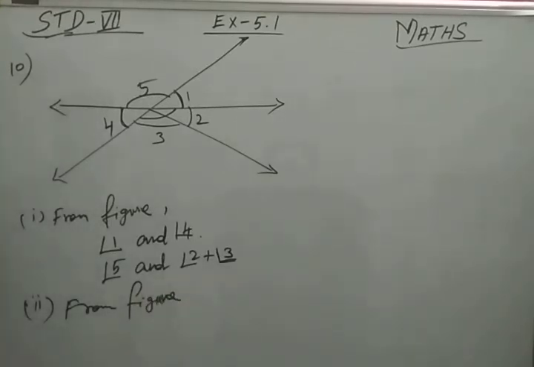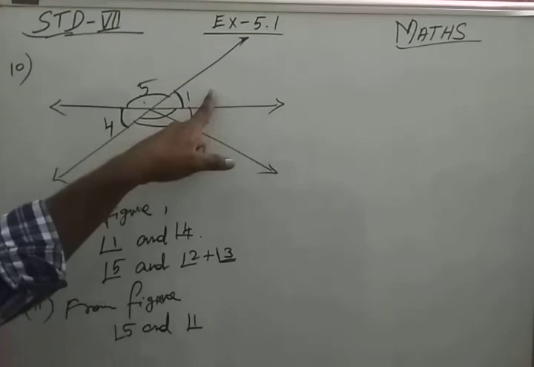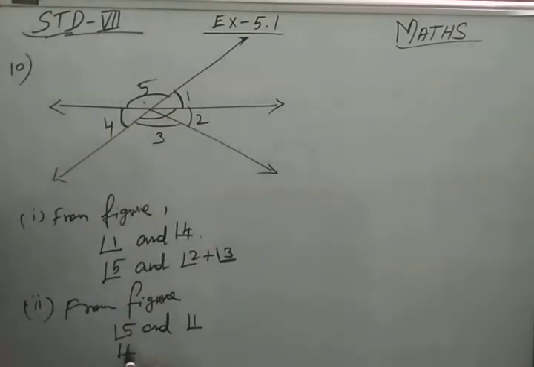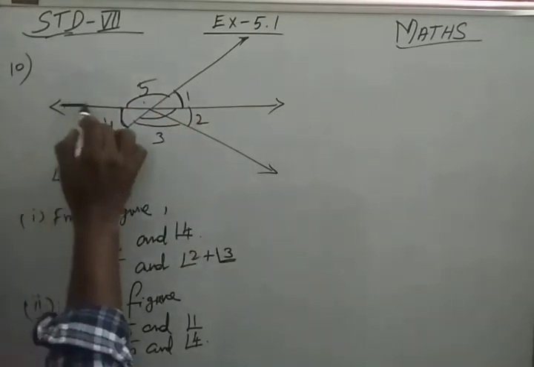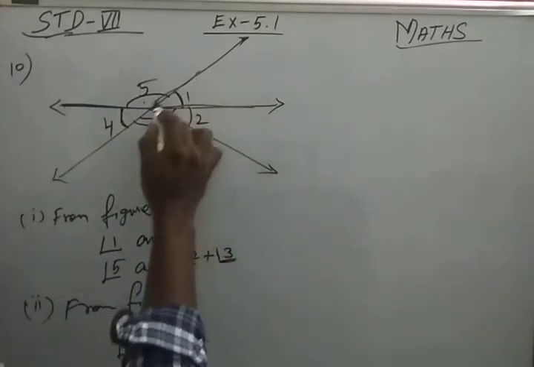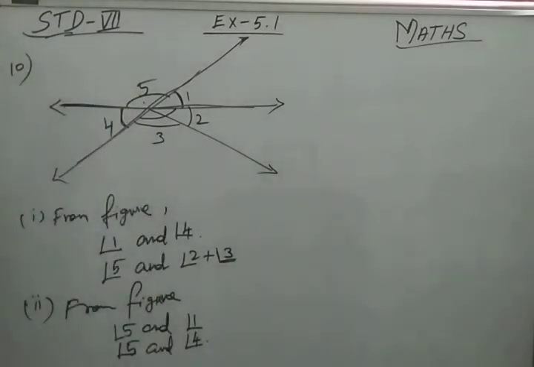we can say the first linear pair, angle 5 and angle 1. Angle 5 and angle 1 form a linear pair, right? One more, angle 5 and angle 4 form a linear pair. This one also forms a linear pair, that means supplementary, and this one also forms a linear pair, supplementary. Okay, so we have taken it like this. Understood? Now going for question number 11.